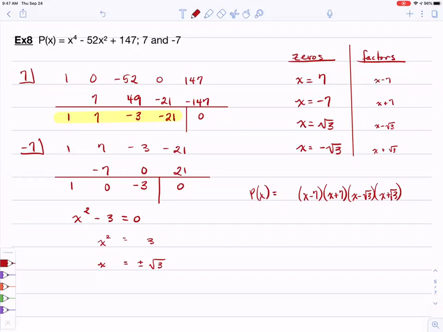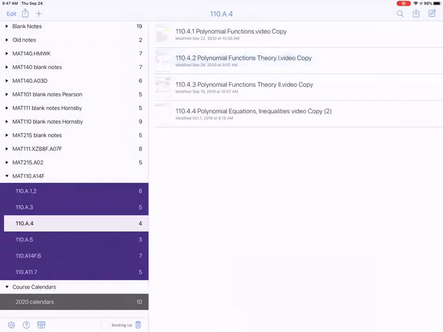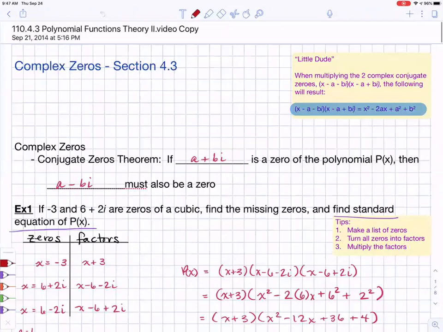I really wanted to do that question in class because it had 2 zeros, and I wanted to point out how you don't go back to the beginning and plug into the original polynomial. You have to go to the depressed polynomial and plug it in there. So that's the big deal about that question. All right, 4-3.